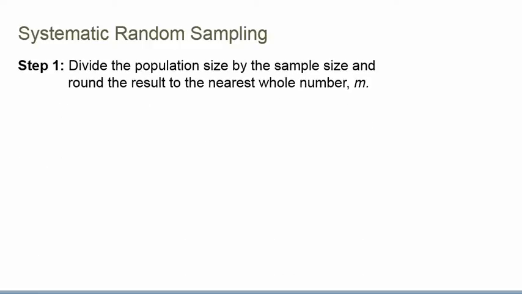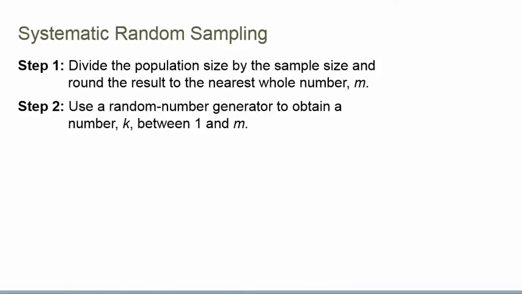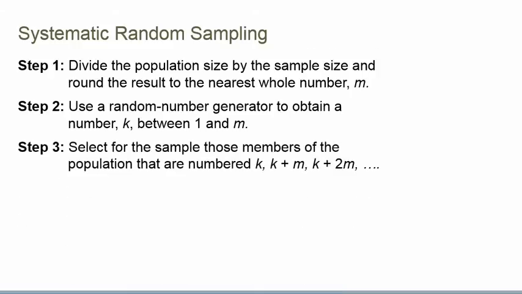Systematic random sampling. Step 1. Divide the population size by the sample size and round the result to the nearest whole number m. Step 2. Use a random number generator to obtain k between 1 and m. Step 3. Select for the sample those members of the population that are numbered k, k plus m, k plus 2m, and so on. So k is just the place where you're going to start.